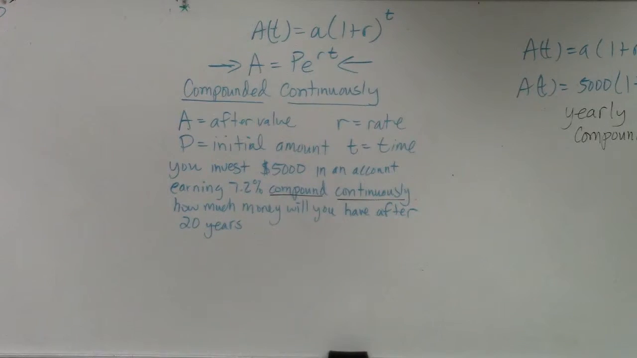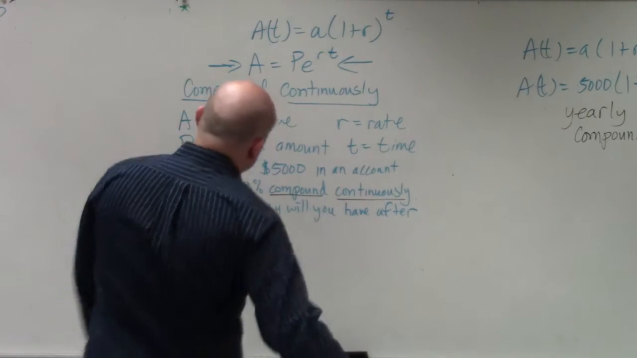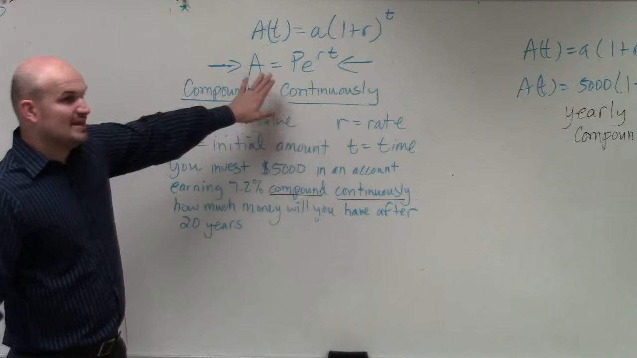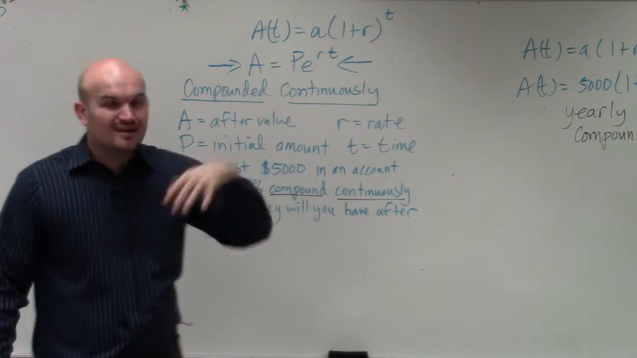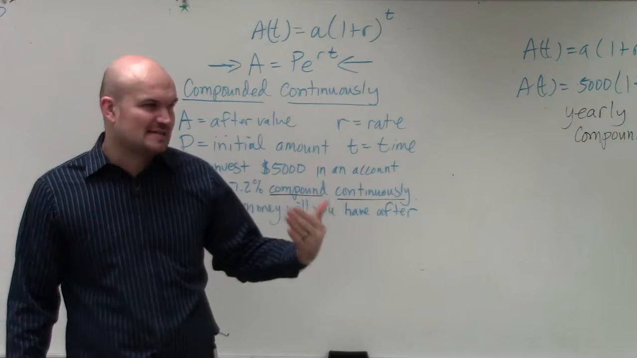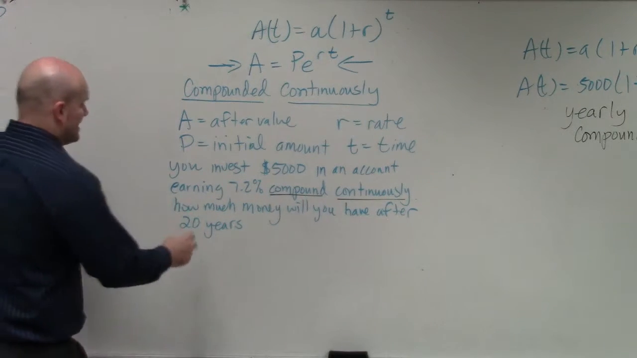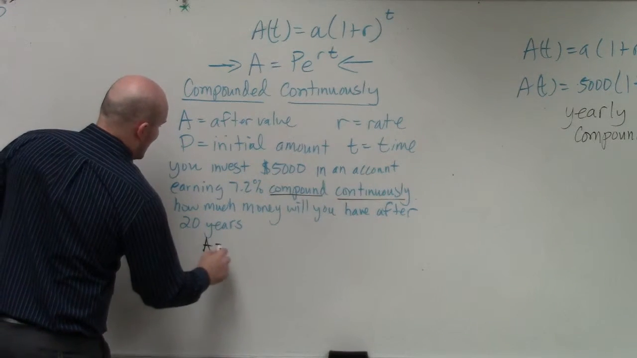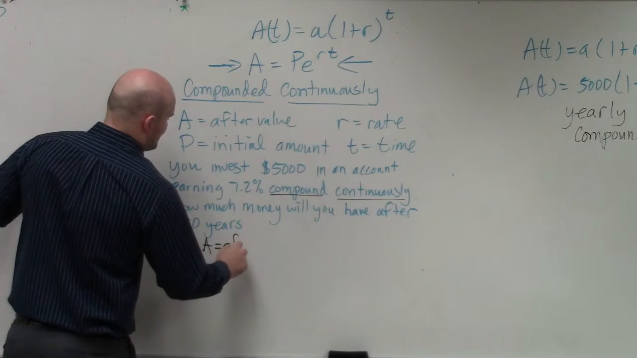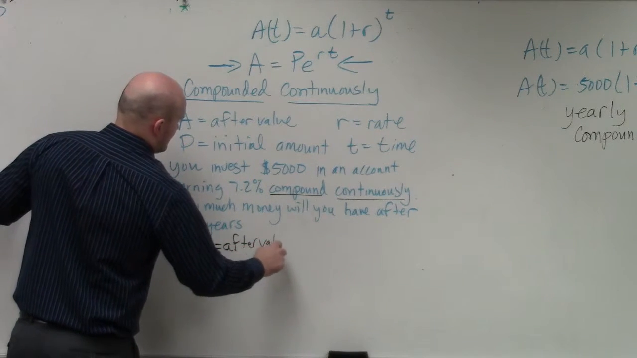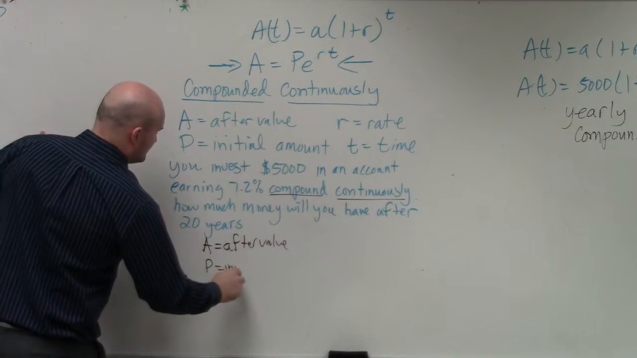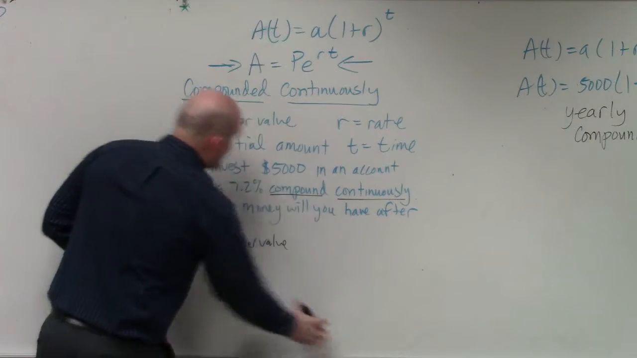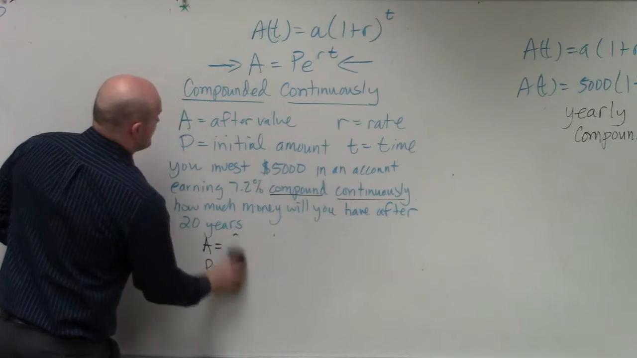So, ladies and gentlemen, when looking at this value, we say we have A equals P times e raised to the rt. Again, my advice to help you guys out is to always find out the values. A is going to be equal to my after value. A is my after value. P is my initial. Actually, we already know those. I already wrote those down, right? Let's just figure out what they are.